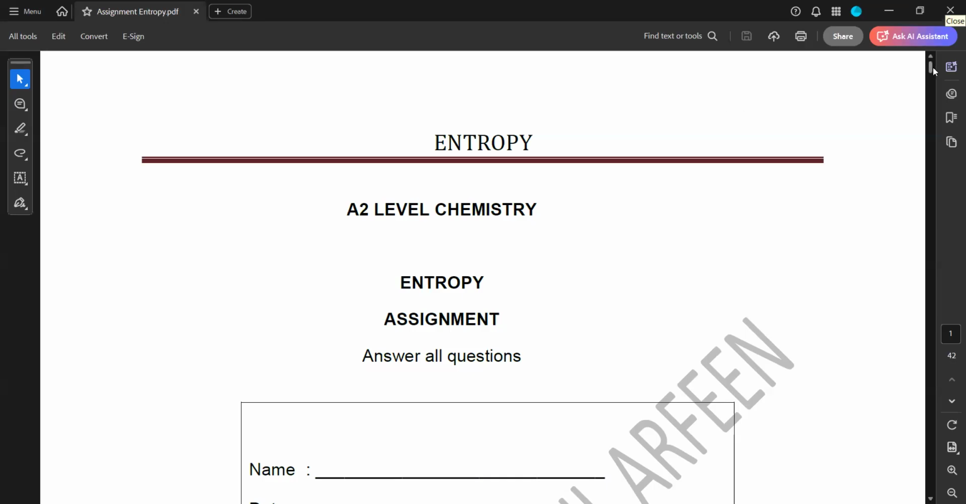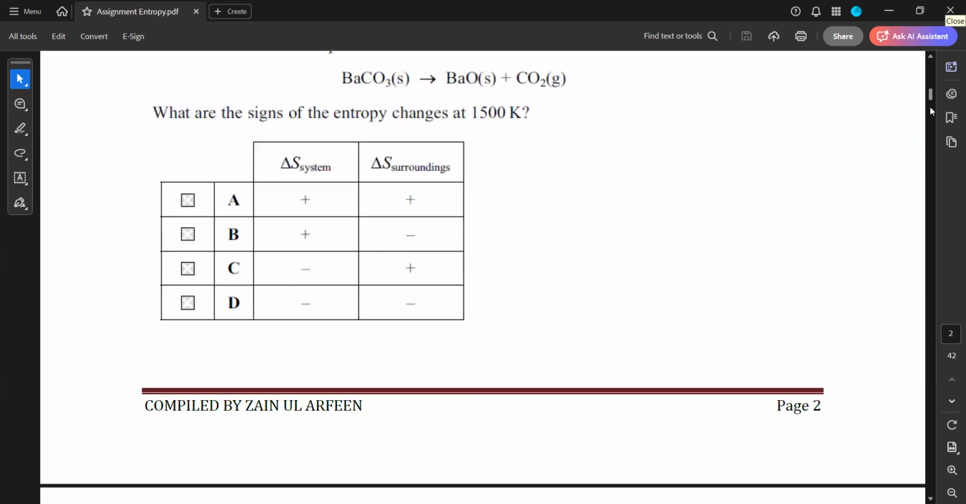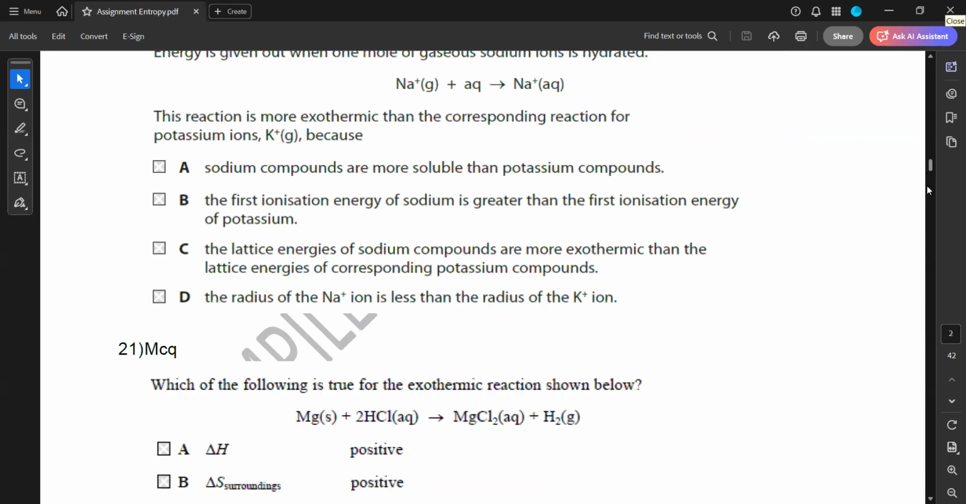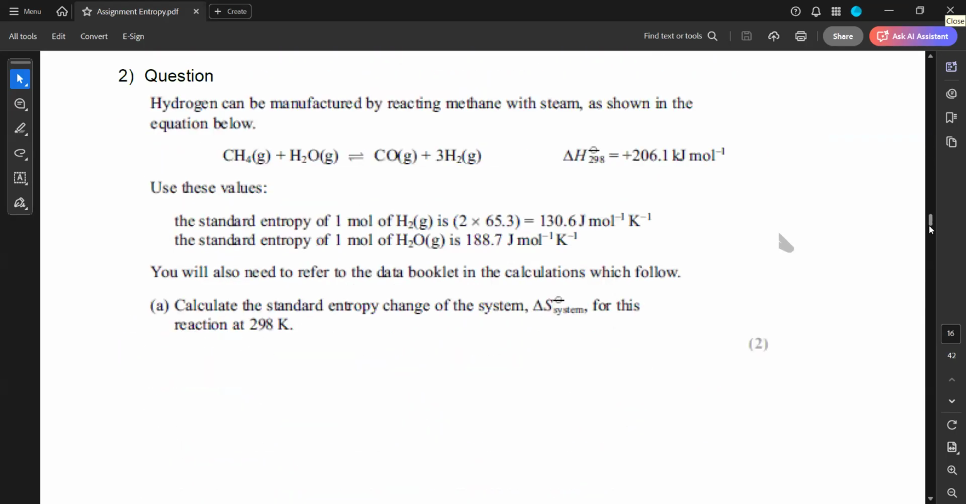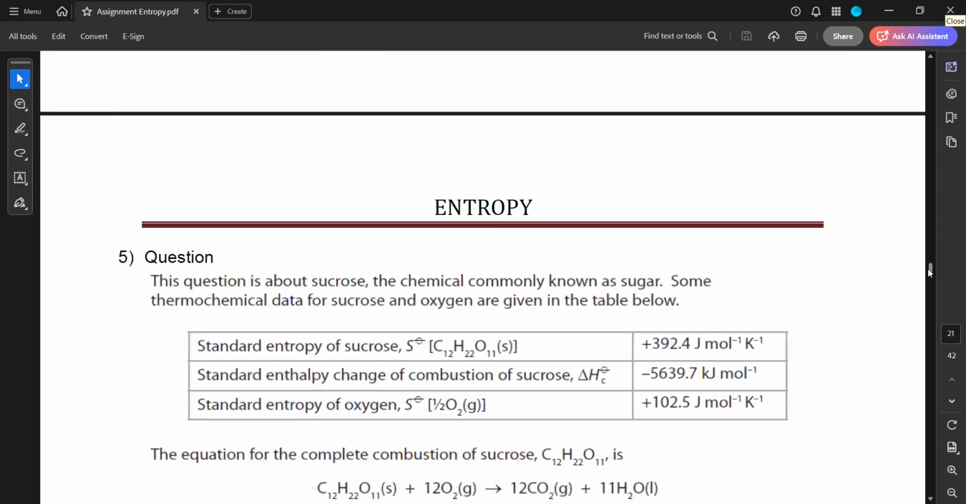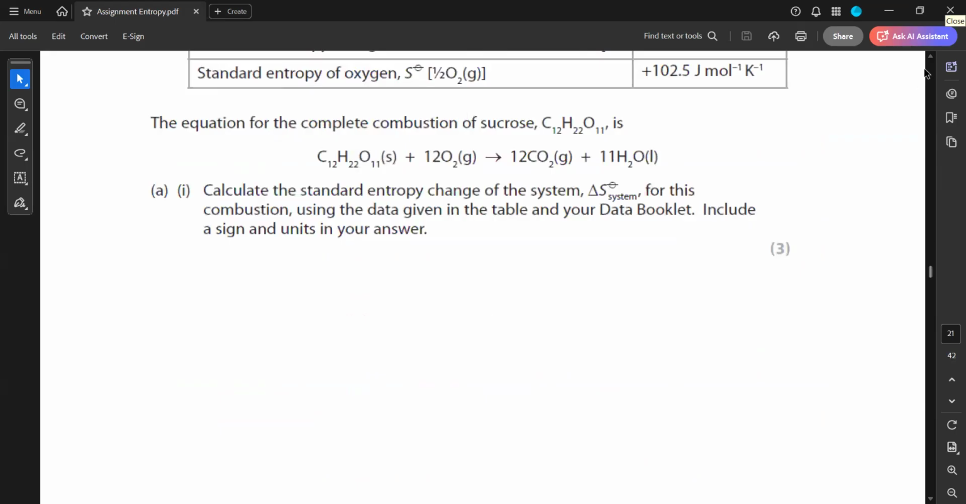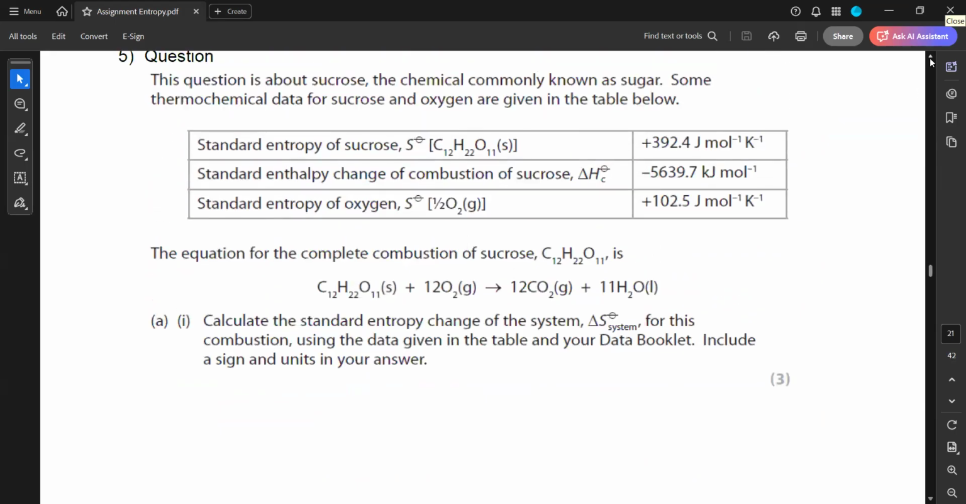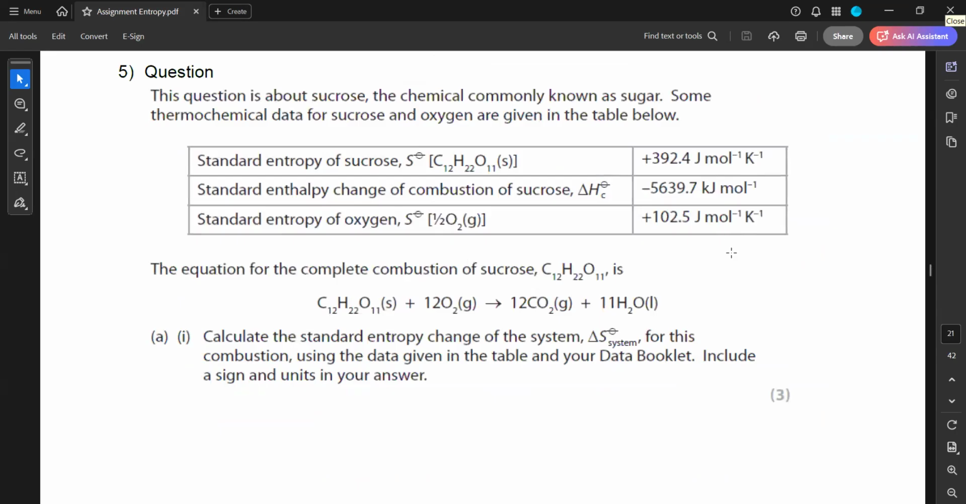So, exercise related to entropy. This is a qualitative analysis, like we will do calculation to work out the entropy changes.